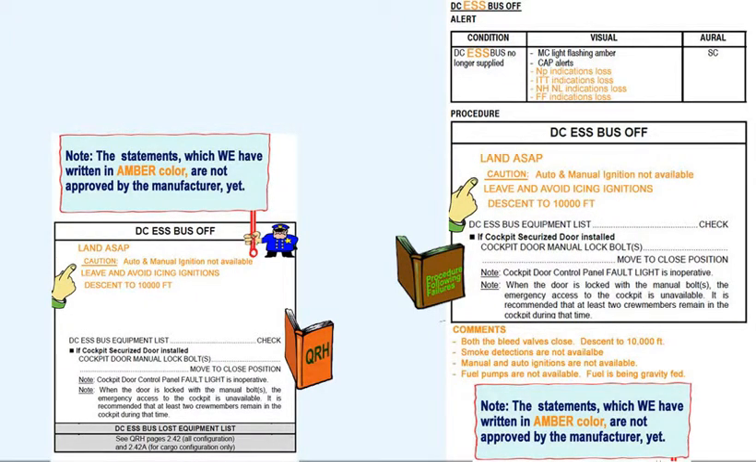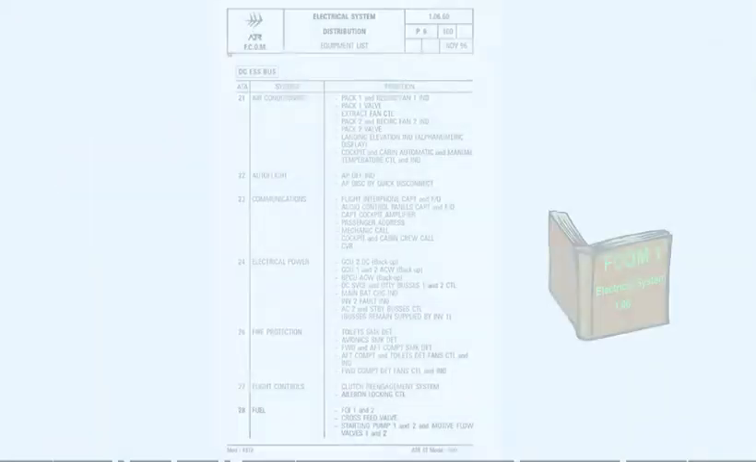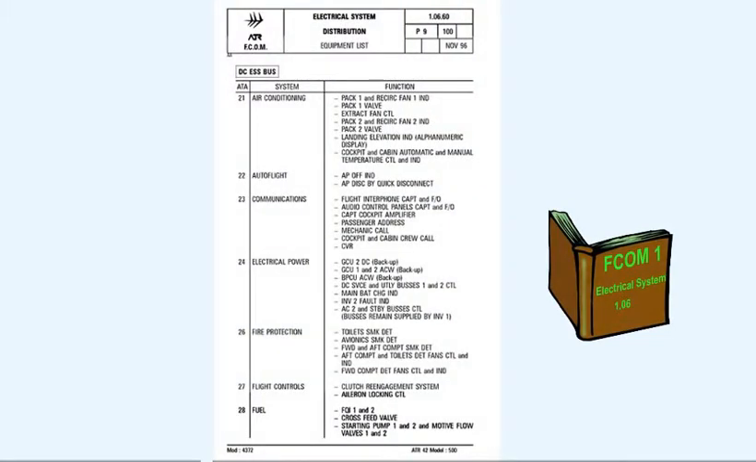We had asked the manufacturer if it is a case of land as soon as possible or not. We are waiting for the response. After going through QRH, now we have time to go through bus equipment list. We can see what all items have been lost due to failure of essential bus.